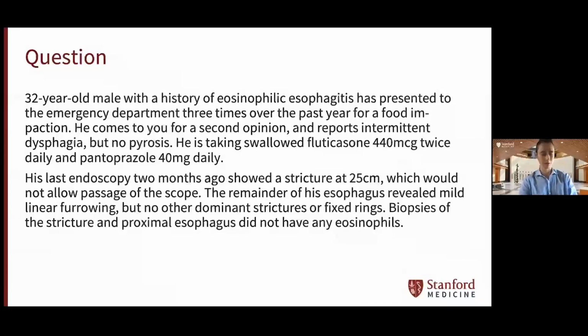And I'm going to repeat the possible answers. The first option is doubling the steroids. The next one is rotating the PPI. And the next 3 are dilating the esophagus. The first option is using an 8 to 10 millimeter through-the-scope balloon. The second is using a 54 French Savary dilator. And the last option is using an 18 to 20 millimeter through-the-scope balloon.